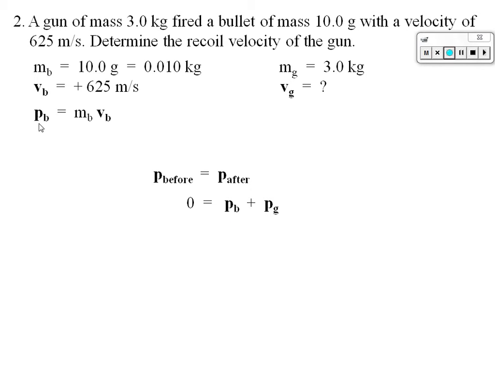The momentum of the bullet is the mass of the bullet times its velocity. All right, and that's given right there, so we can insert our values, and I get positive 6.25 kilogram meter per second. Mass times velocity.